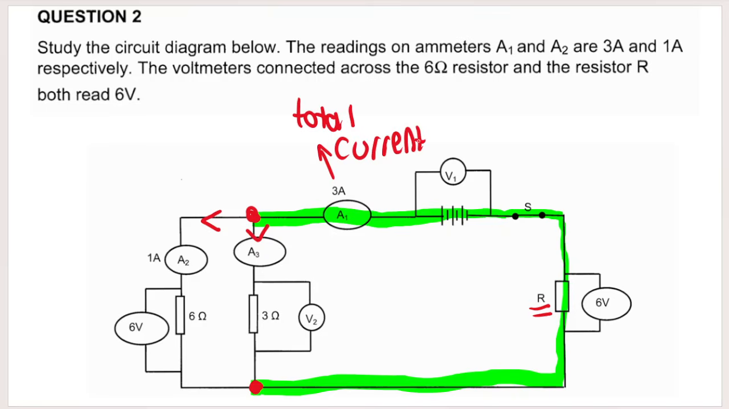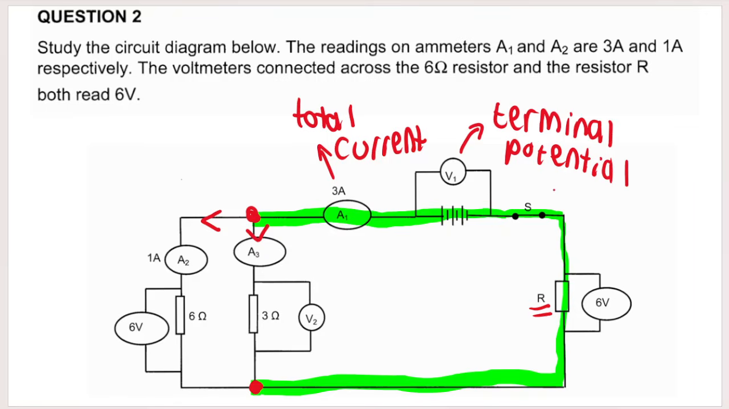Can you see that the switch is closed over there? See, the switch is closed. So this voltmeter V1 won't read the EMF. It'll read the terminal potential difference. That's what we call it. The terminal potential difference. So that is the reading across the battery when the switch is closed.